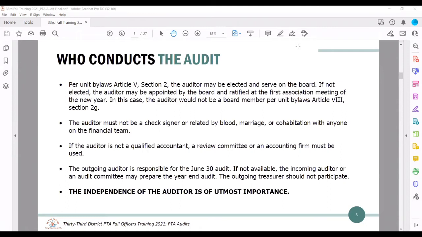And if the auditor is not qualified, which we'll talk about in a minute, a review committee will have to be assembled. The outgoing auditor, which is at this time right now, should be doing the June 30 audit for your units. The independence of the auditor is of utmost importance, and that's why I've got that in capital letters and bold, because that is very important. The auditor must keep independence and an open mind.